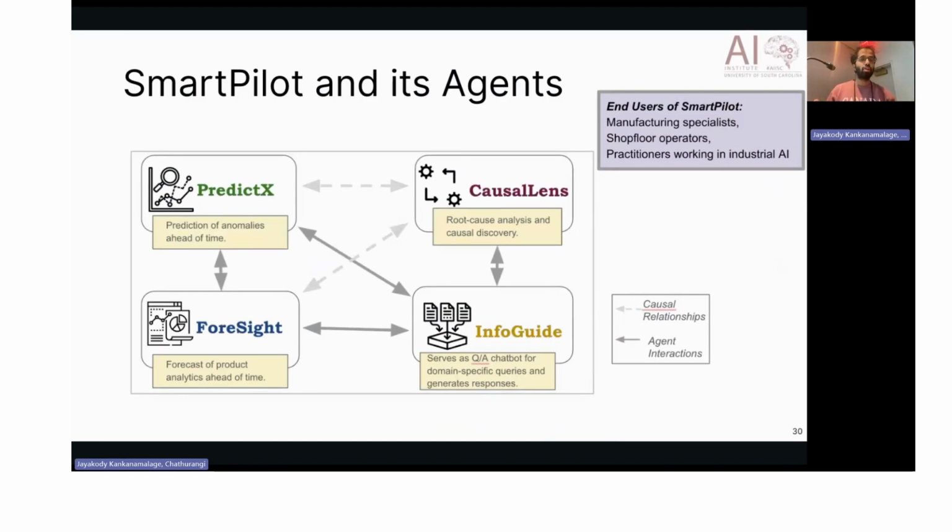So all these agents interact with each other. There is an interaction between agents like PredictX, InfoGuide, Foresight, everything. And there is a causal relationship between them through Causal Lens. And the end users are typically manufacturing specialists, shop floor operators, and practitioners working in industrial AI. So they have some knowledge about what is happening, and these are the end users for SmartPilot.